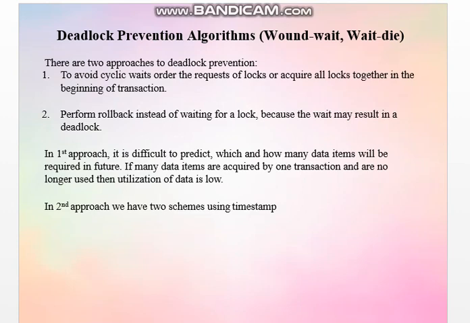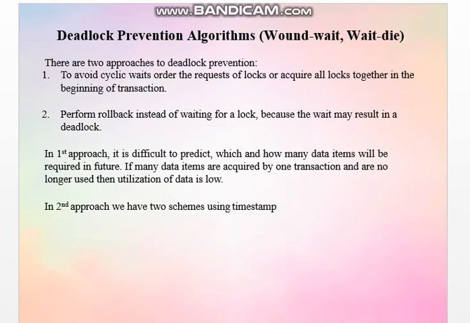Second is to perform a rollback instead of waiting for a lock, because the wait may result in deadlock. The first approach is where the transaction will never start its execution before it acquires all the data items. But in the second approach, instead of waiting, we'll perform a rollback operation, because waiting may result in deadlock.